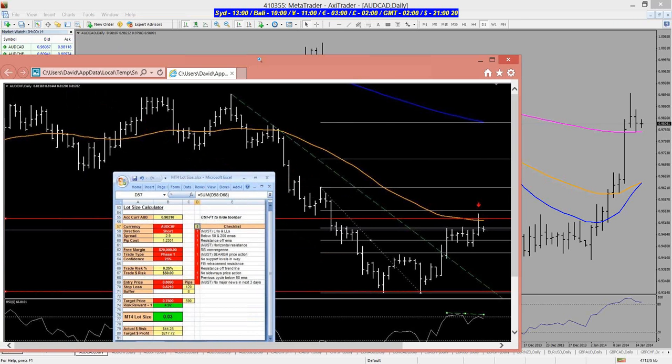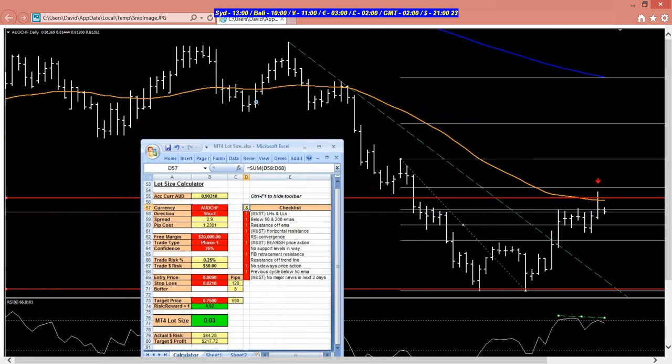So I have this one, which is Aussie Swiss. Lower highs, lower lows, below the moving averages, yes. Resistance, yes. Horizontal resistance, yes. RSI convergence, yes. There's actually divergence there, so that's even better.